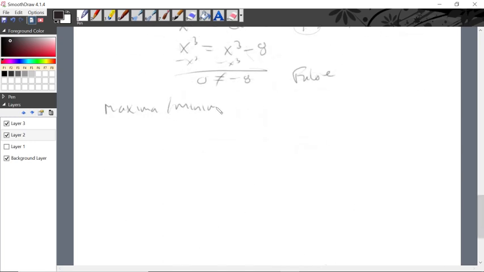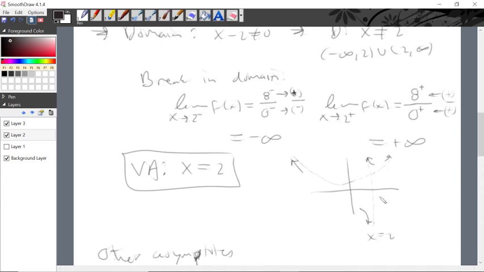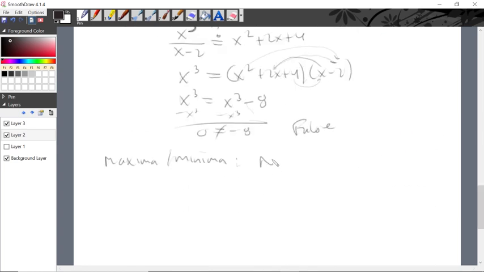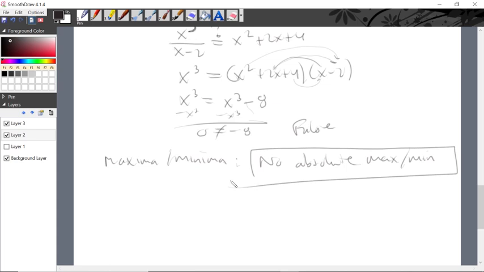So maxima and minima. Well, since we did this analysis of the vertical asymptote, it's going to infinity, it's going to negative infinity. So we already know that it has no absolute max, and it has no absolute min. But we can still look to see if it has local maxima or local minima. Okay, so let's find the first derivative, f prime of x. So the derivative of x cubed over x minus 2. Okay, so quotient rule will work here.